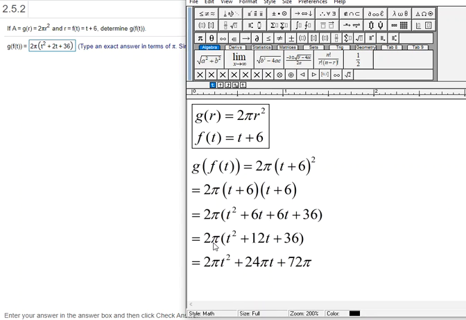Pi is just being treated like it's a variable. It is a number, but we're not going to evaluate the number. We're going to just keep it along with each of the pieces. And so this would be our final answer for the composition, g of f of t.